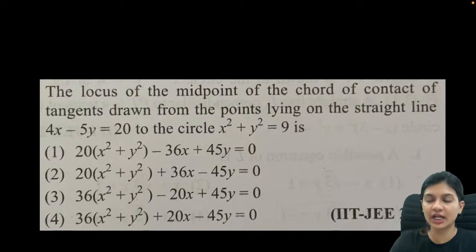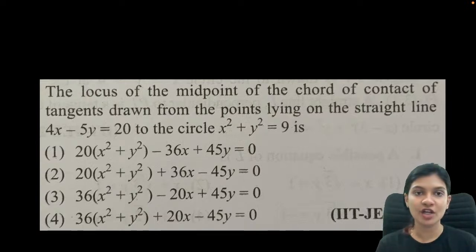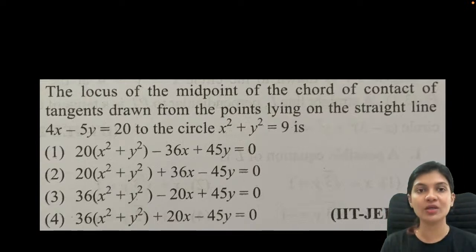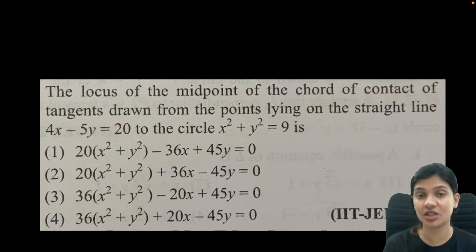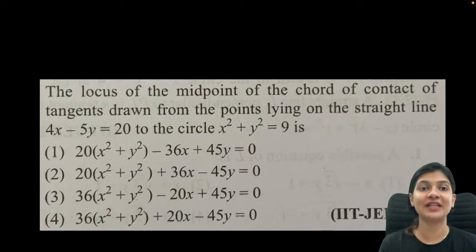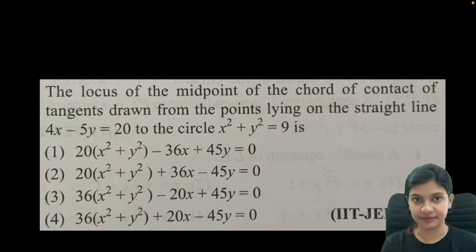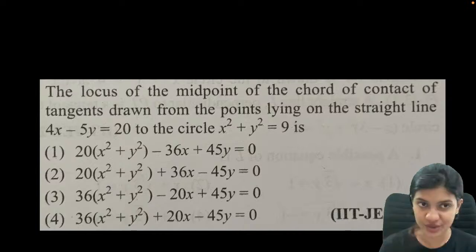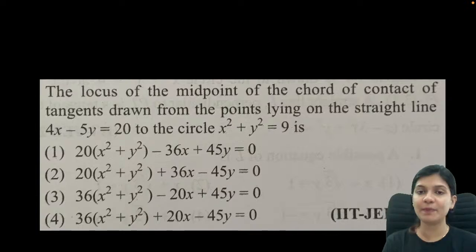So this is an IIT JEE 2012 question. The question states that the locus of the midpoint of the chord of contact of tangents drawn from the points lying on the straight line 4x minus 5y equals 20, to the circle x square plus y square equal to 9, is.